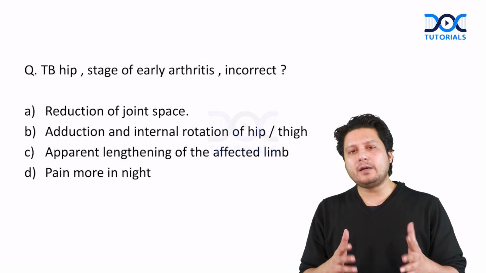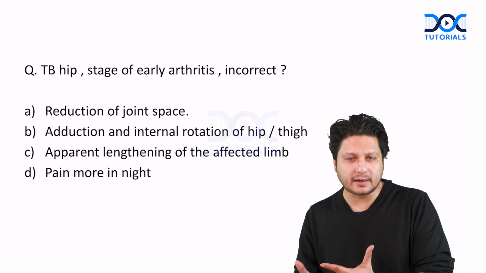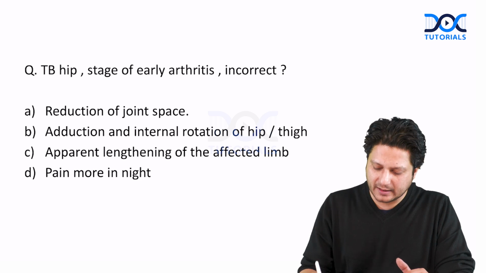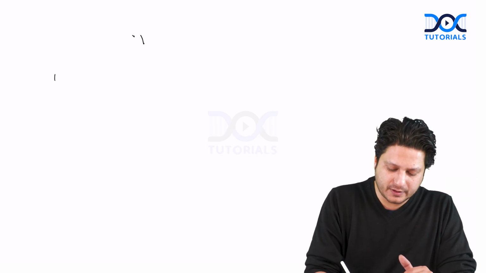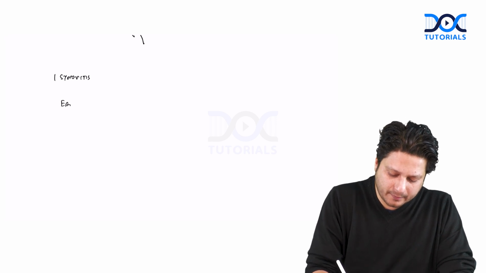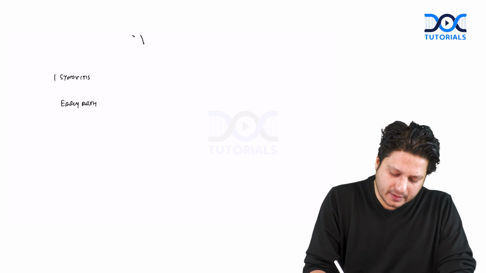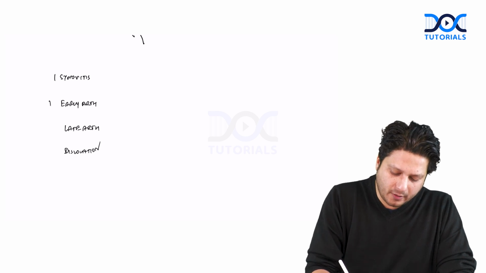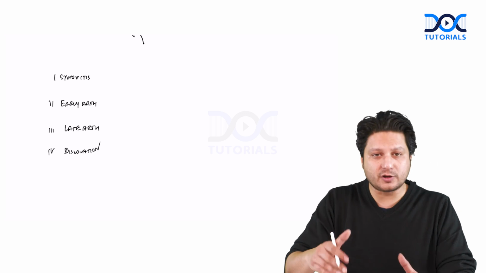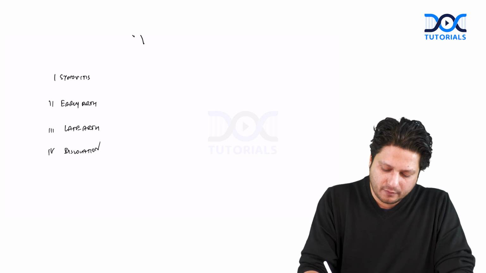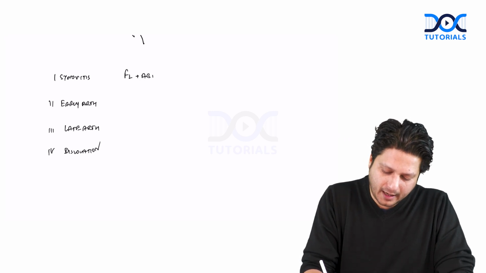All right. Now, TB hip stage of early arthritis, which of the following is incorrect? Now, all of you know that tuberculosis of the hip joint is categorized into 4 stages. Stage 1 is the stage of synovitis. Stage 2 is the stage of early arthritis. Stage 3 is the stage of late arthritis, while stage 4 is the stage of dislocation. All right. So these are the 4 stages. Now, in stage 1, that is the stage of synovitis, the hip joint or the thigh attains the attitude of flexion, abduction, and external rotation.